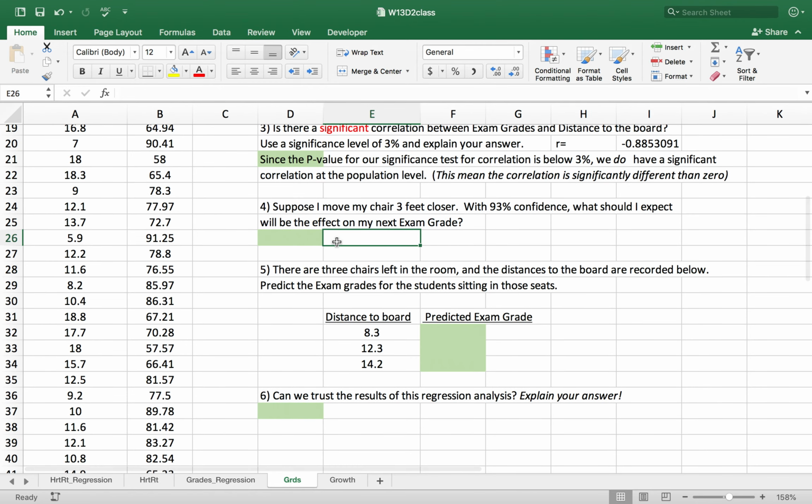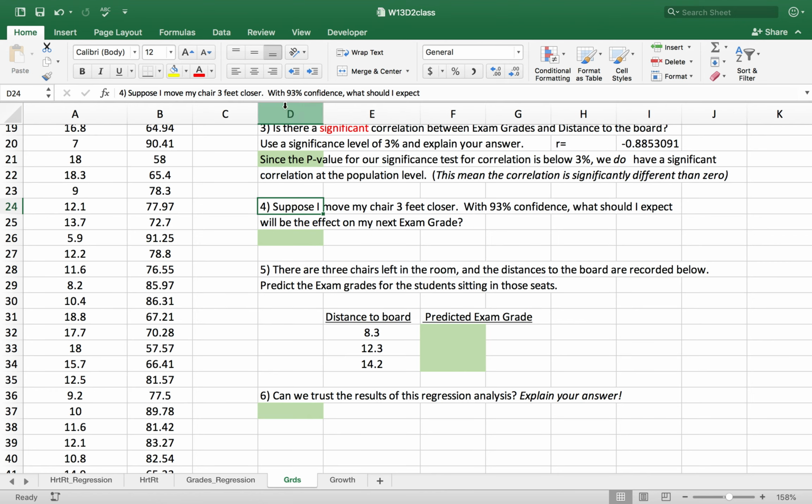Okay, so for number 4, we're interested in this: suppose I move my chair 3 feet closer in the classroom. I'm a student in this class, and noticing that I have this correlation, it's a negative correlation, meaning sitting closer tends to lead to higher grades. I try to use that to my advantage, and I move my chair 3 feet closer to the board. So with 93% confidence, what should I expect will be the effect on my next exam grade?